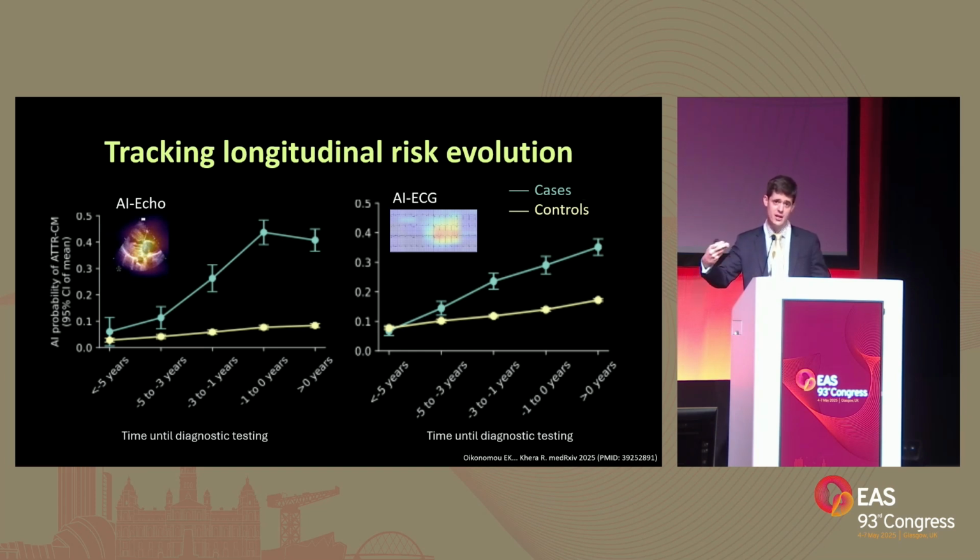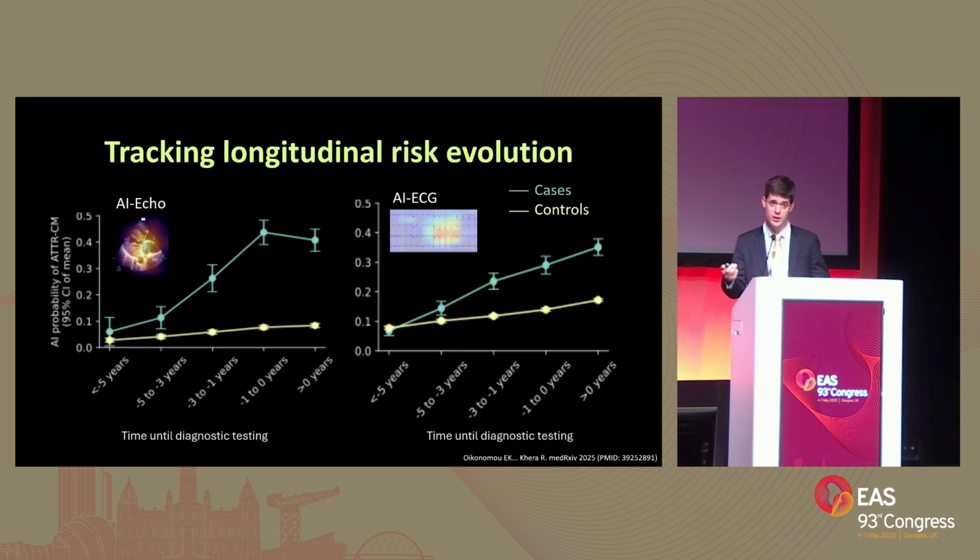So the x-axis here is time. The green line, our patients went on to get diagnosed with amyloid cardiomyopathy. Yellow line is age and sex matched controls. And what you see here is that there's an evolution in the phenotype that we flag by actually just measuring the quantitative output of that model from a simple ECG image or a simple echo report of those patients over many years.